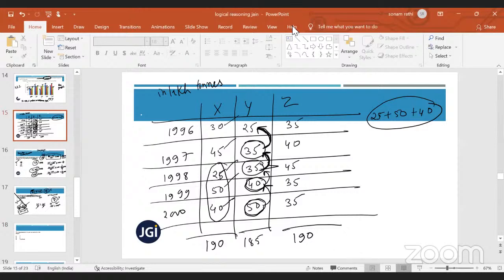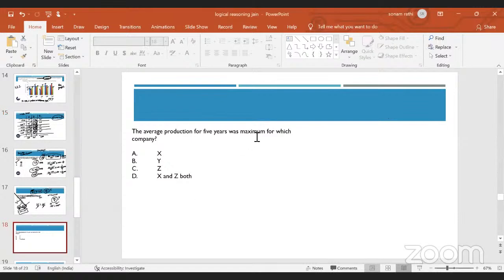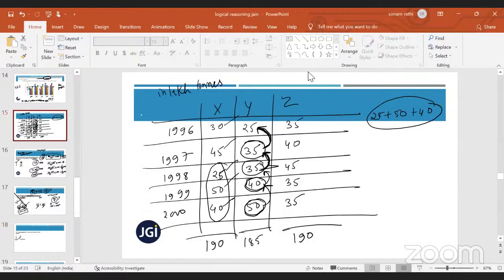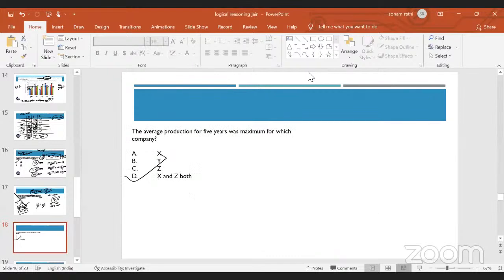So which one is coming maximum? Which one is coming? 190, 185, 190. So two are same. So what is the answer? Yes, both X and Z, because that is coming out 190 and 190, and this is 185. So which one is the maximum? X and Z both are maximum. Right? Yes, very easy question.